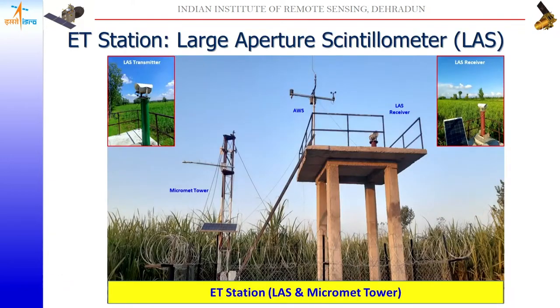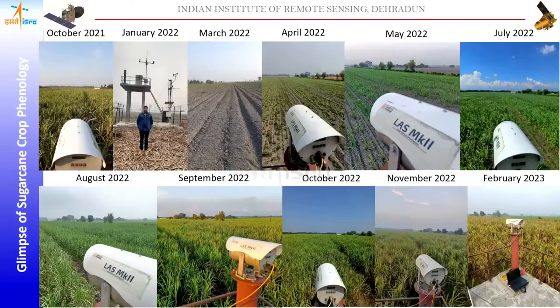So this is the overall structure or setup of the ET station of the large aperture scintillometer which we used at the time of study. Currently we have augmented the entire setup at the Pantnagar University Agriculture Farm under our MOU or collaborative research work. This is the overall glimpse of the sugarcane crop phenological stages as I captured over the last 1.5 years, different crop growing stages, using this large scintillometer.